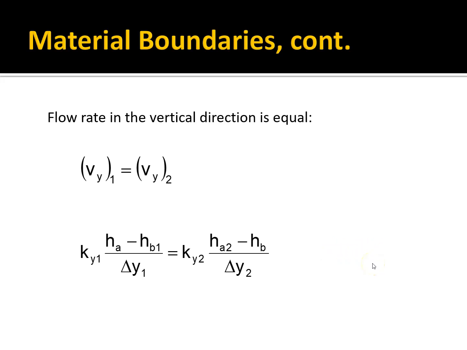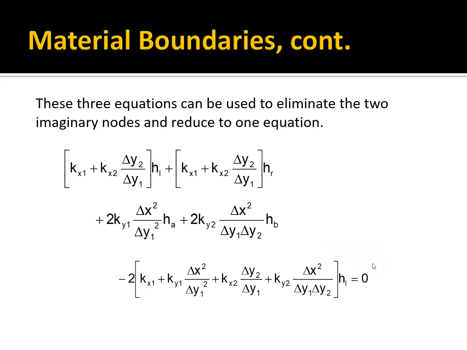And we're going to skip a bunch of steps here. But if you combine these three equations, you can eliminate the two imaginary nodes that we created and reduce this to a single equation. So there we have it. This is, like I said, the most complicated of all the cases we have thus far.